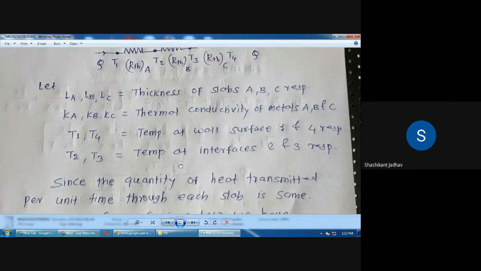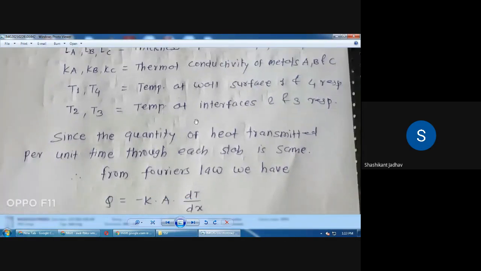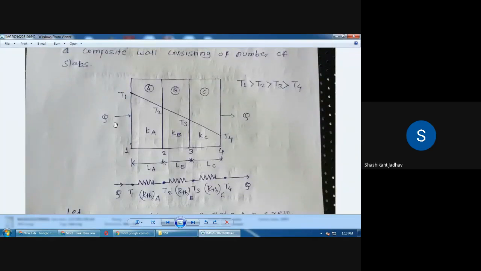Okay. Write down the next line. Since the quantity of heat transmitted per unit time through each slab is the same. Understand, what is the meaning of this? That is Q amount of heat will transmit. So that amount of heat transferred first of all from the layer A, then same amount of heat is transferring through section B, and then same amount of heat is transferring through section C.